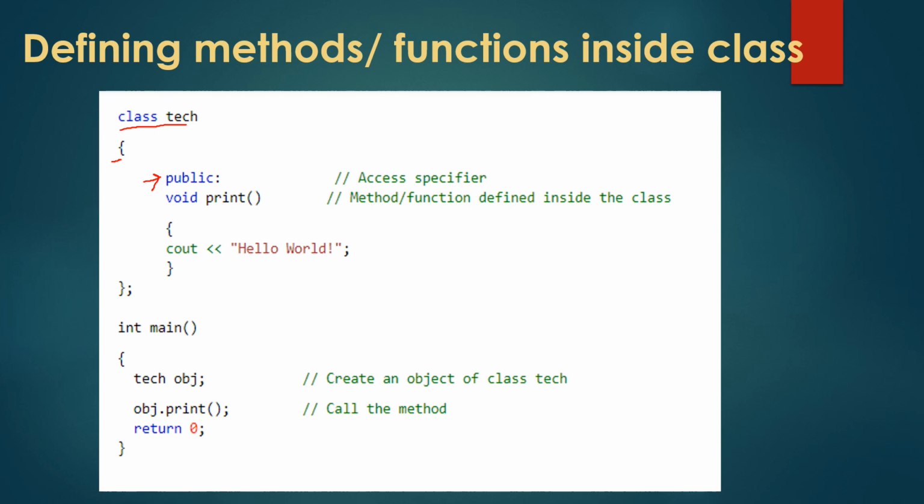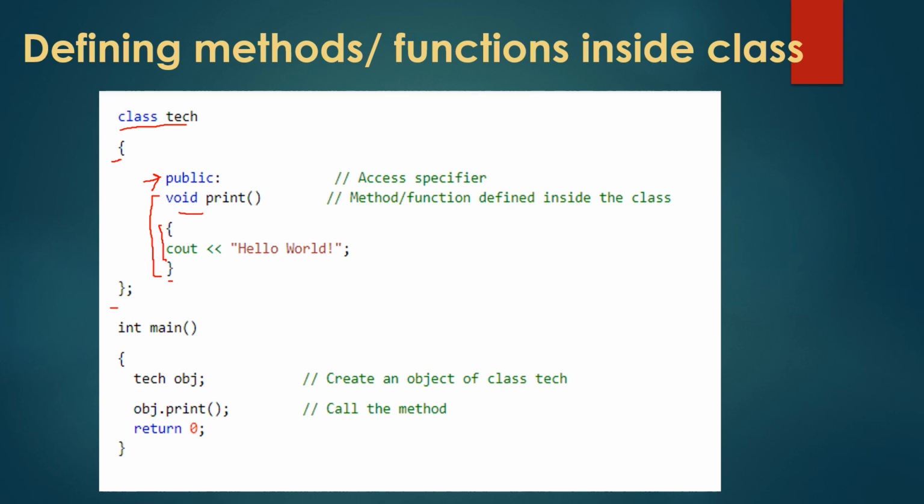Now you can see that we are declaring as well as defining your print function within the class itself. So we have declared void print, then we are giving the body of your function, that is cout hello world. Then braces closed, followed by the closure of your class tech.